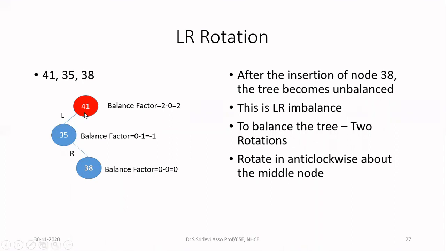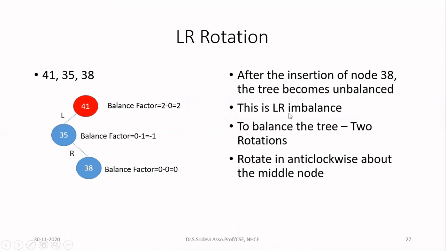Now find out the type of imbalance. For that, give labels for two links starting from this imbalance node in the direction of your newly added node. So I'm going to travel first to 35, which is in the left subtree with respect to 41. Then I'm going to travel to 38. It is in the right subtree with respect to 35. So start reading your labels from the imbalance node. First is L and the second one is R. So the type of imbalance is LR imbalance.